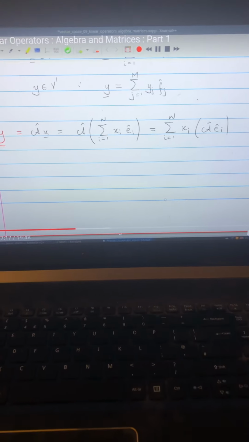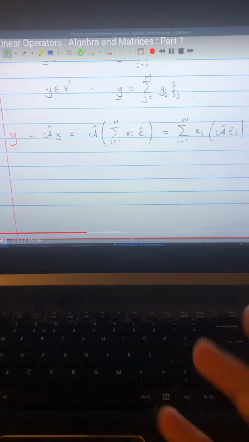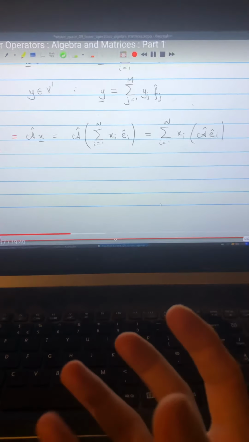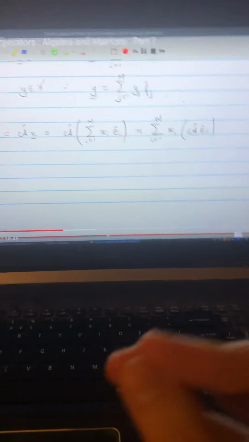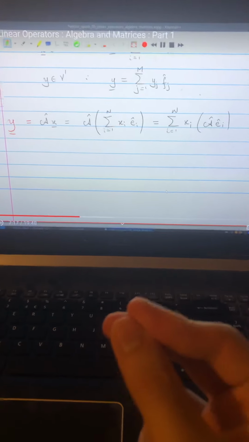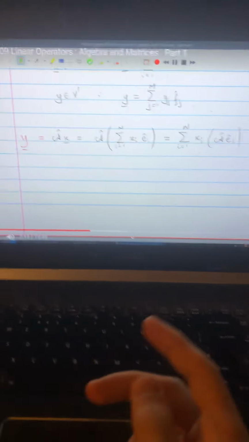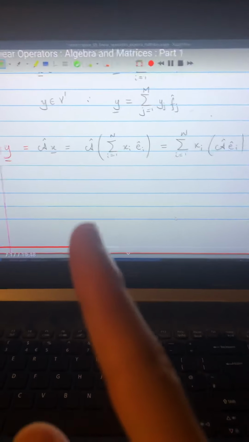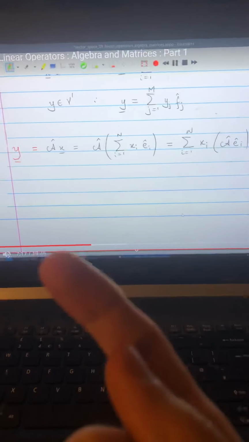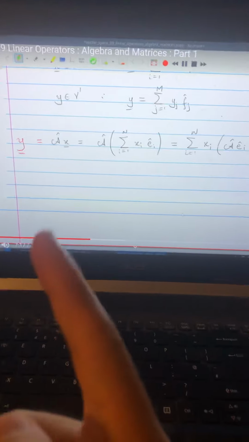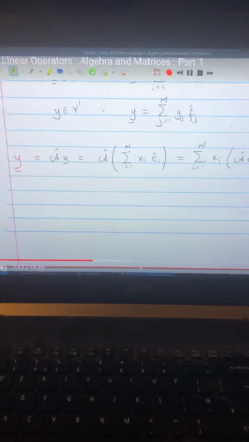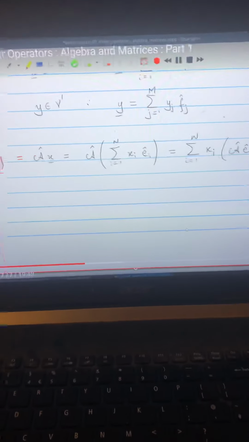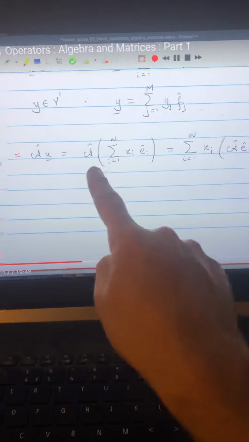This is a fact that nobody actually really asks you to take note of, and it is one of the most important things about linear operators. If you have a linear operator, a transformation, it acts on the vector x, and it spits out a new vector, the transformed vector y prime.